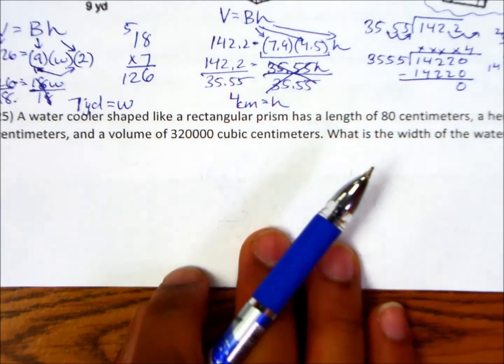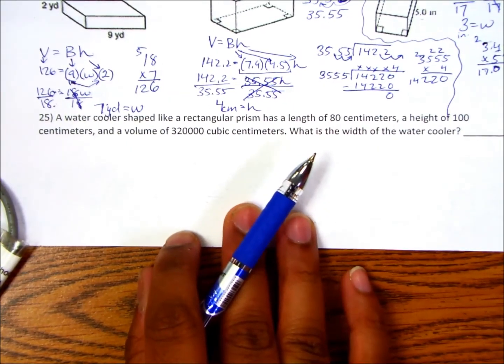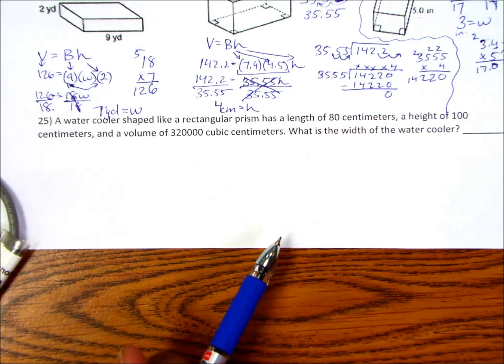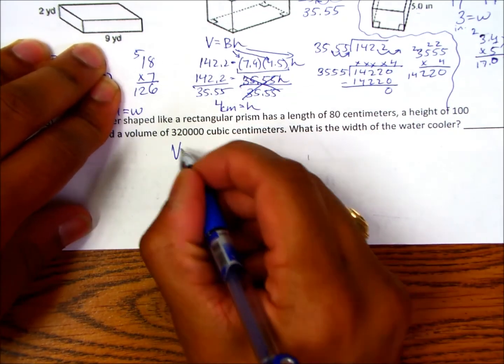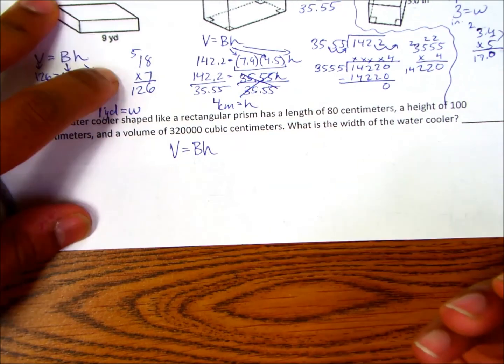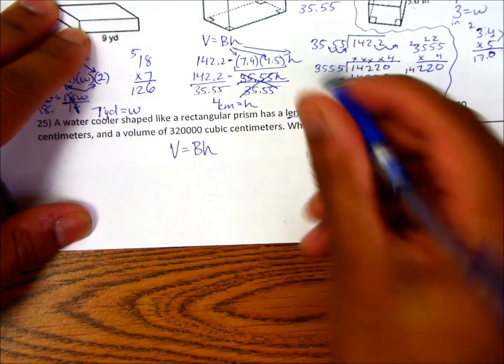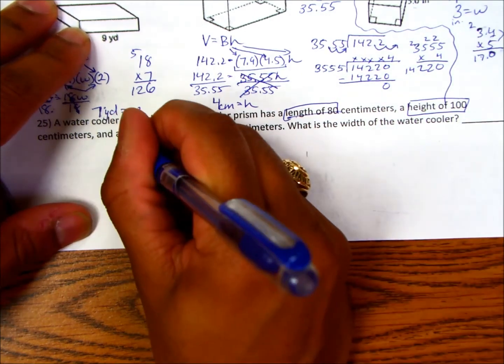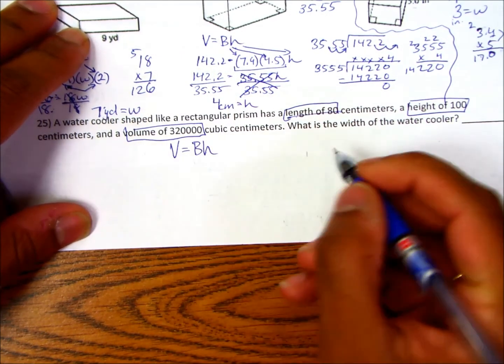Alright, last one. Woo, made it through. Last one, number 25. A water cooler shaped like a rectangular prism has a length of 80 centimeters, height of 100 centimeters, and a volume of 320,000 cubic centimeters. What is the width? The volume equals area of the base times height. I got my length of 80, height of 100, volume of 320,000.